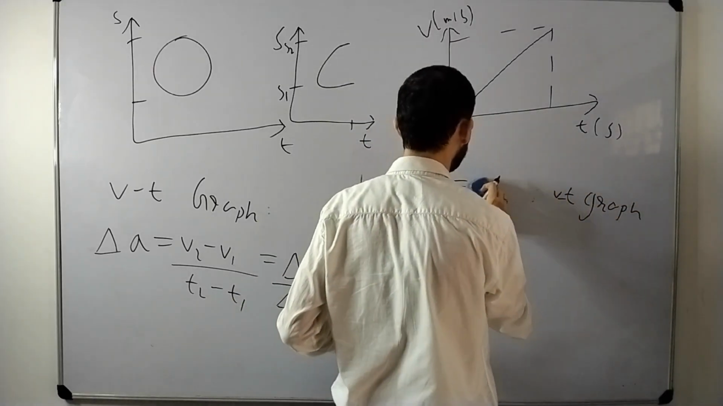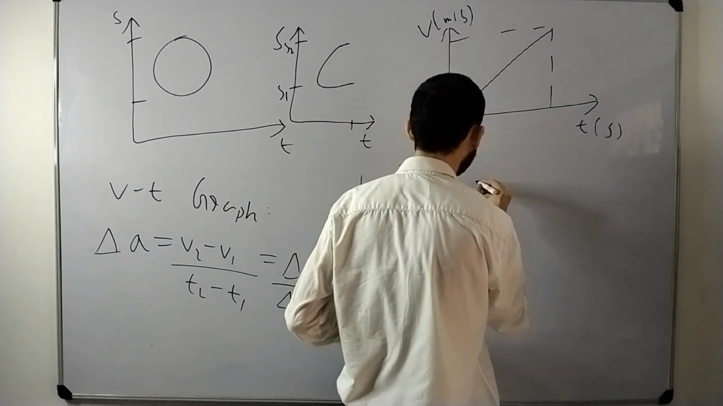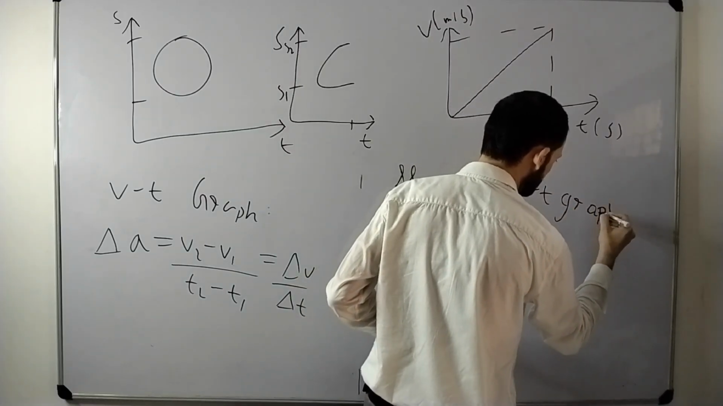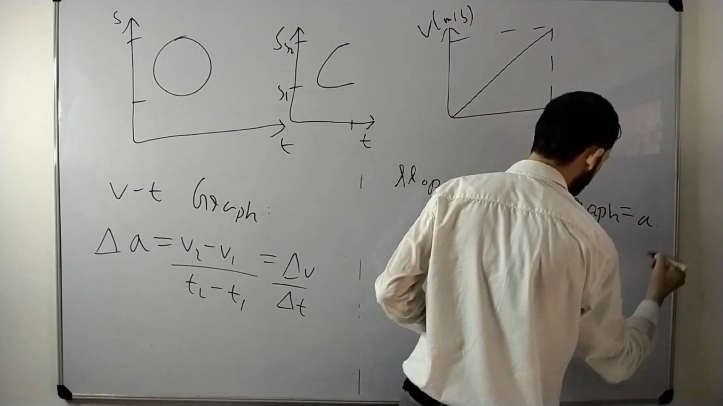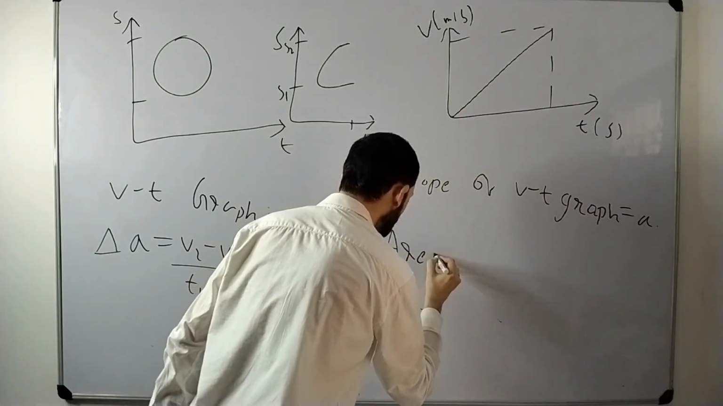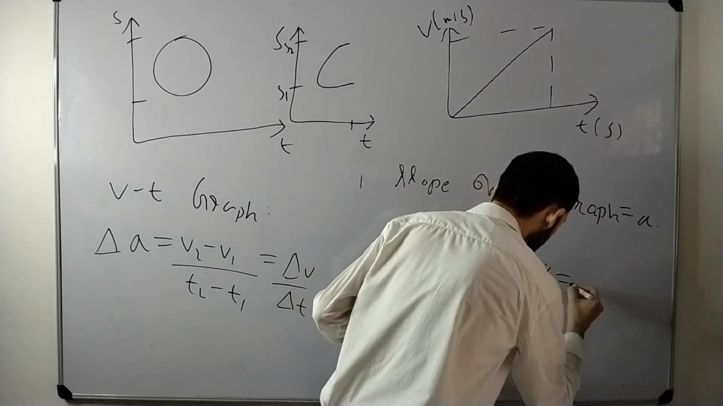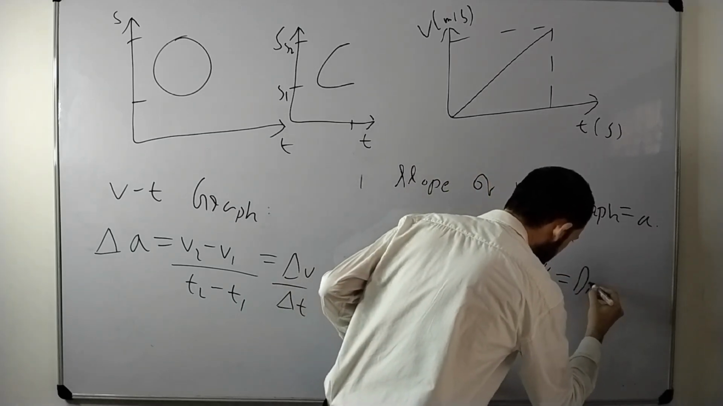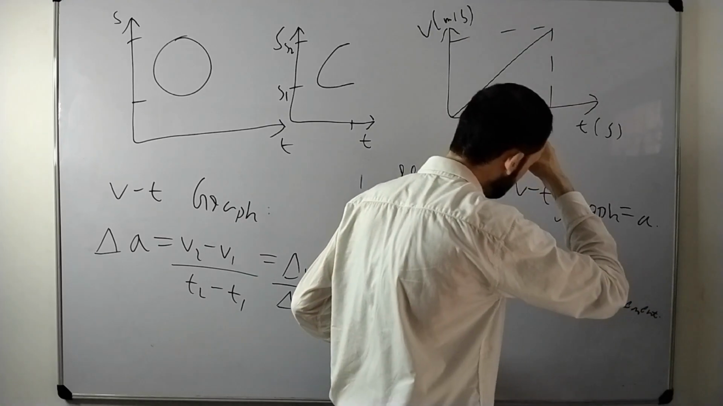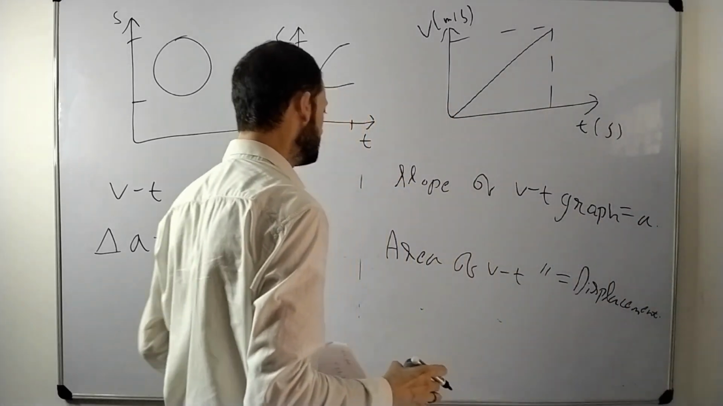Oh sir, you are writing. So this should be what? Slope of VT graph should be acceleration. Now this is a proper statement. Acceleration, and also area of VT graph should give us what? Displacement. Right, students? Yes sir, we have studied this in the 9th grade. Area of VT graph gives displacement.